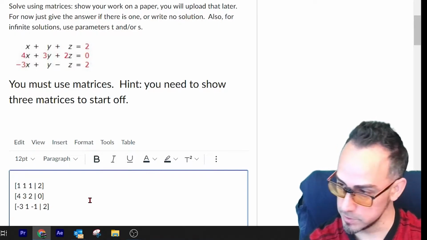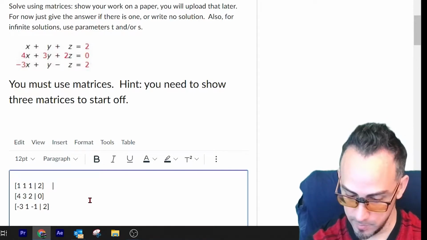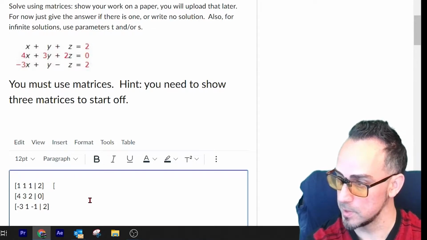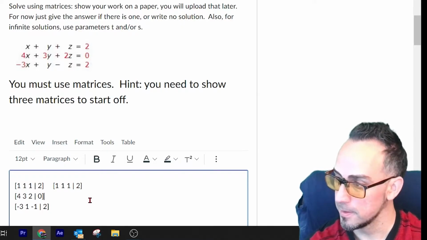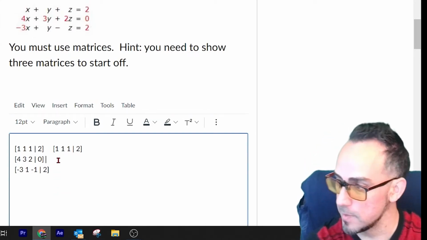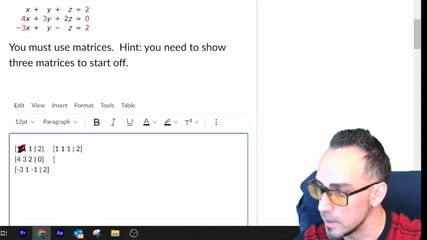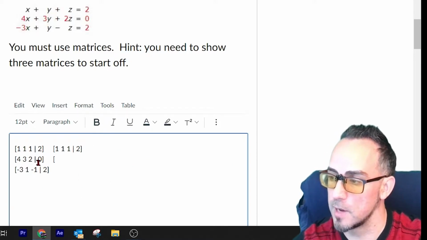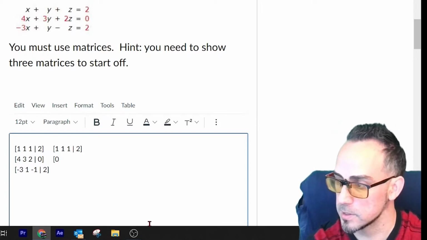Okay, I'm going to do shift enter. Actually, I'm going to go to the right and put a new matrix. My second matrix: 1, 1, 1, vertical bar 2. Oops, I pressed tab. Not a good idea. Can't use tab here. Now I'm going to multiply by negative 4. So here you do your side work and you try to get this 0. I could actually do it in my head.